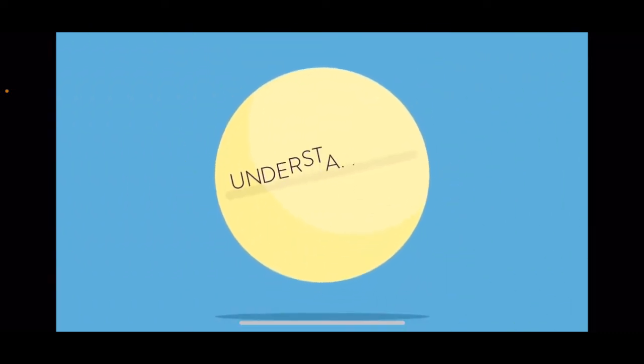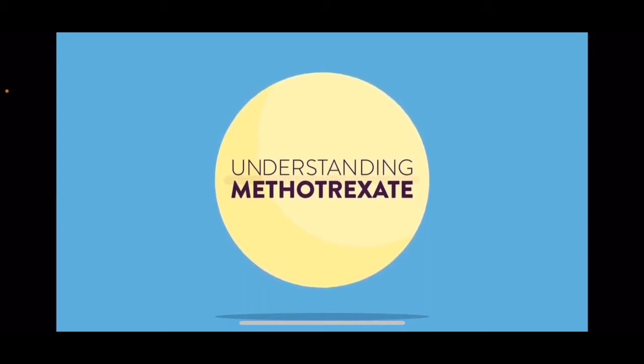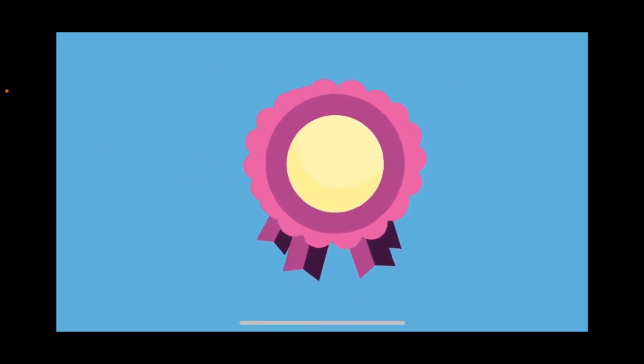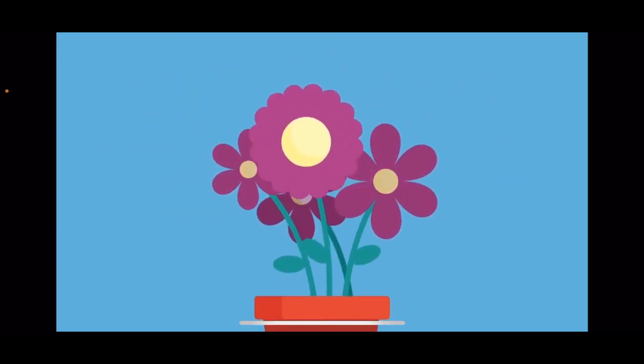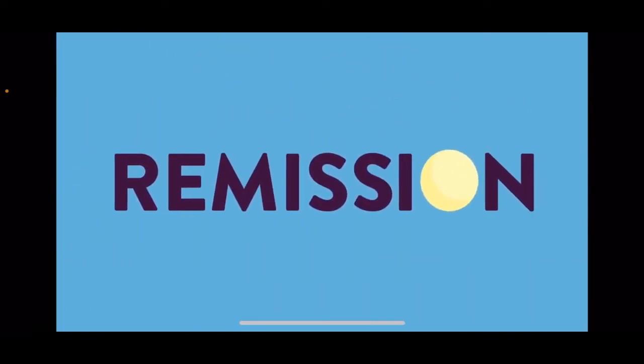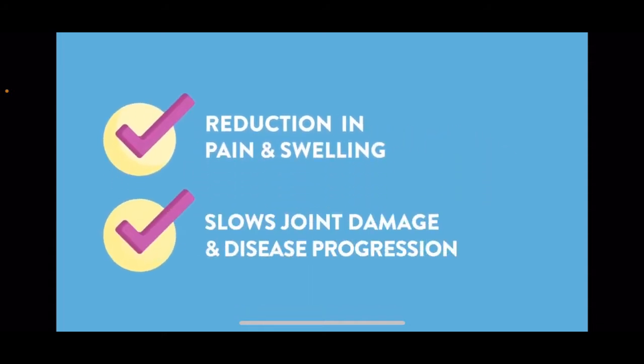Low-dose methotrexate is extremely effective for treating rheumatoid arthritis and other conditions such as psoriasis. It remains the gold standard treatment within the professional healthcare community and has helped many patients feel better, control their disease, and achieve remission. Taken once a week, methotrexate works by reducing pain and swelling and can slow joint damage and disease progression over time.